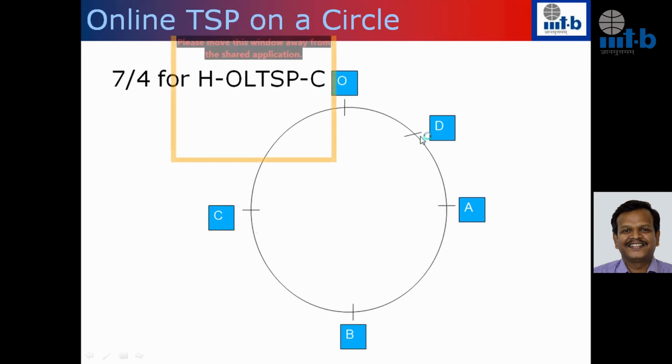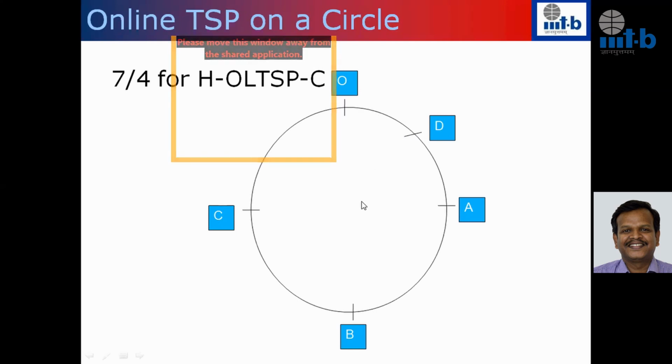If you start at C and want to go to O or B, it takes 1 unit of time. Similarly, I have D, which is the midpoint of the arc between A and O. If you want to go from A to D, it takes half a unit of time. So this is the setting that I have.